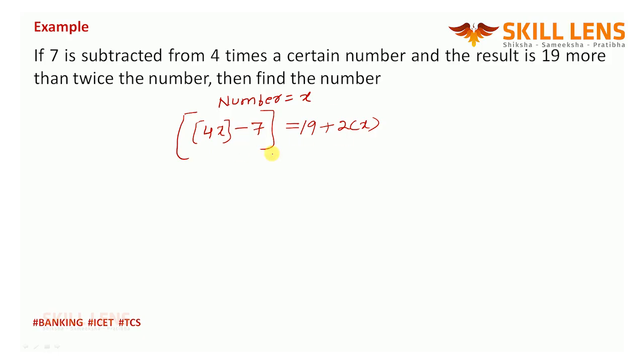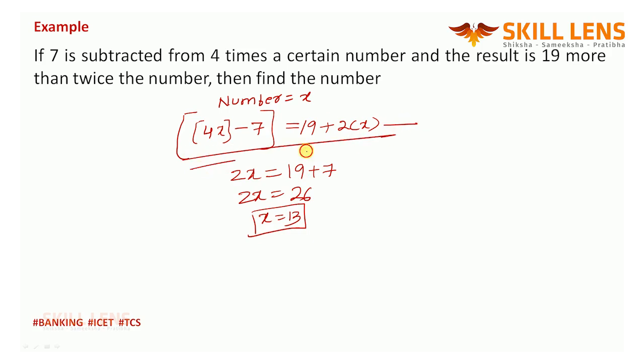So if you rearrange the situation, 7 will go to that side, 2x will come this side, so I can say 2x is equals to 19 plus 7, so 2x is equals to 26, then x is equals to what? 13. So in this particular question, if you are able to write this, then the job is easy. Otherwise, it will take a lot of time. Once you are done with this, your job is a cakewalk.